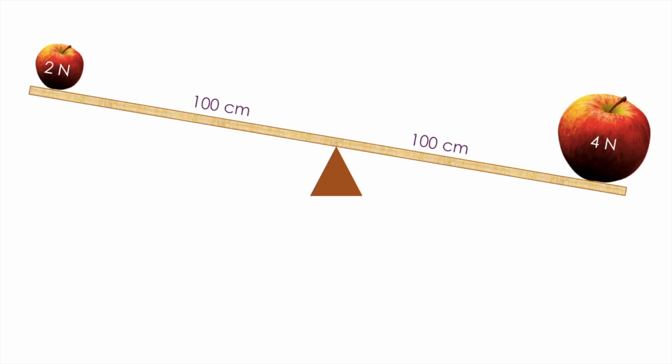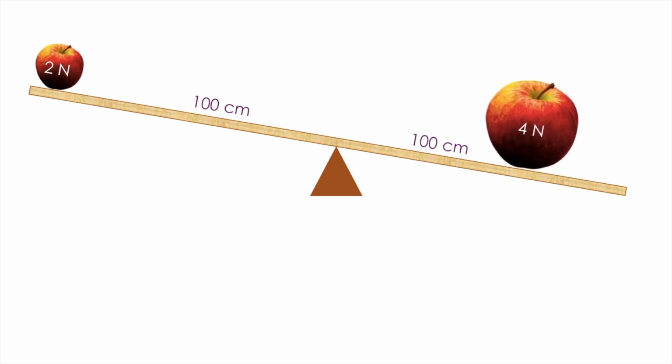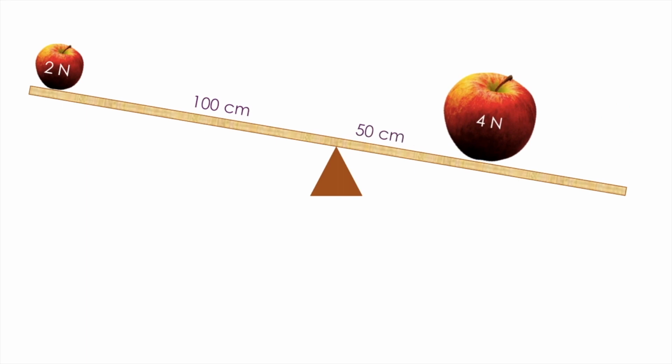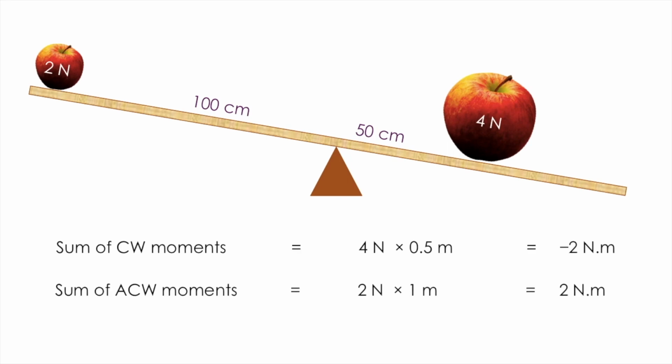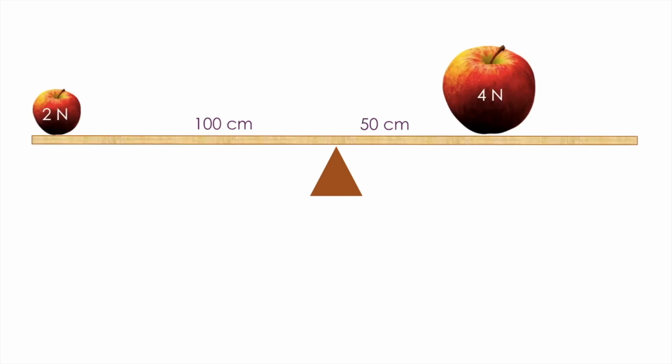However, if we shift the bigger apple towards the left such that it is at a distance of 50 centimeters from the fulcrum, the sum of clockwise moments would be equal to minus 2 Newton meter, and the sum of anti-clockwise moments would be equal to 2 Newton meter. As a result, the net torque would be 0. So what would happen? The plank would balance again, despite the fact that both the apples are at different distances from the fulcrum.